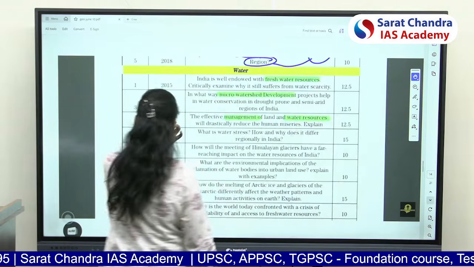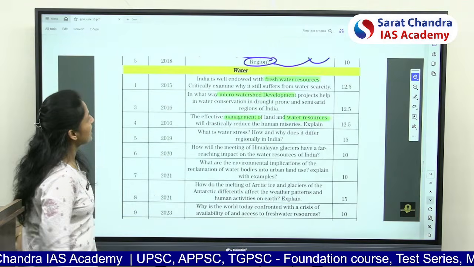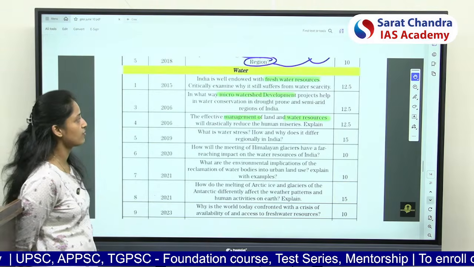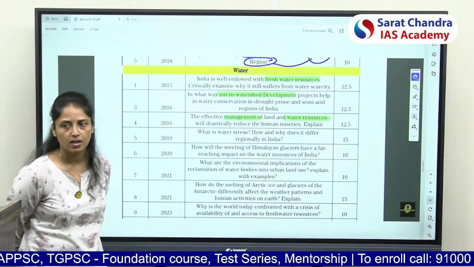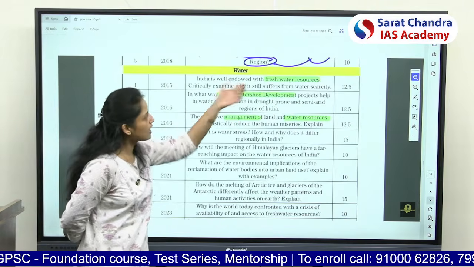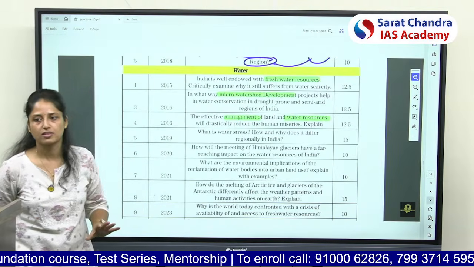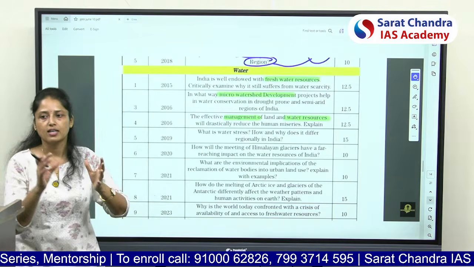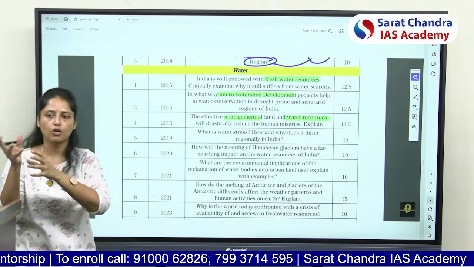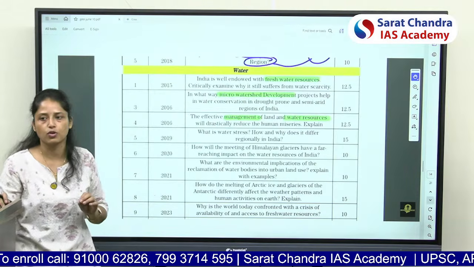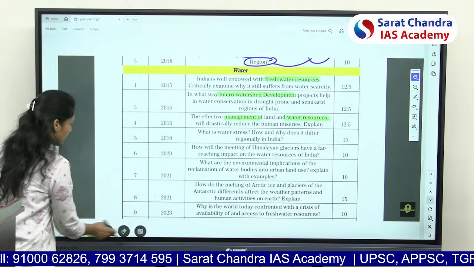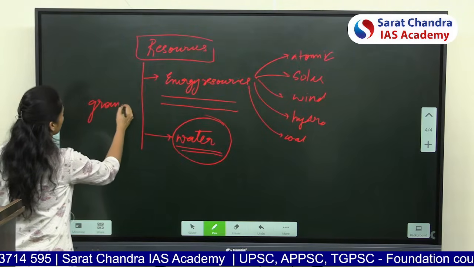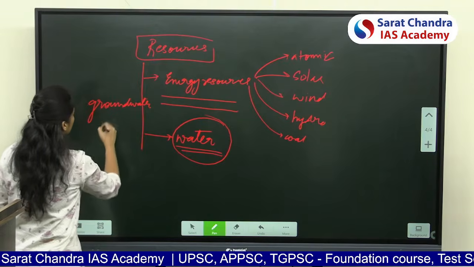So let's start. In 2015: India is well endowed with fresh water resources. Critically examine why it still suffers from water scarcity. First of all, the question is saying India already has fresh water resources. So for that you must know, in the map of India, that in this region we have a lot of water, in this region we have very little water. So in geography, under the topic of water, you have a very important topic that we call groundwater provinces.